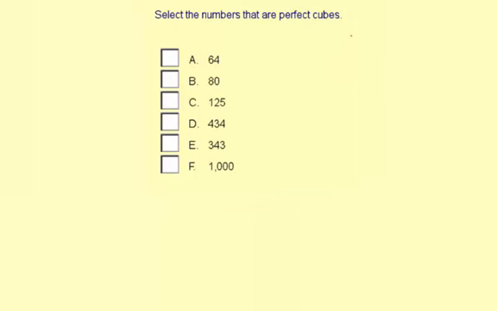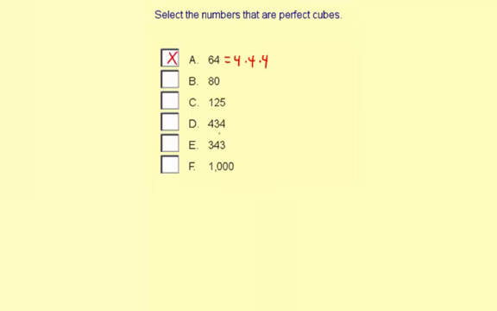Select the numbers that are perfect cubes. So a perfect cube is a number that is created when you take a whole number and multiply by itself 3 times. Perfect example of this is 64, because 64 equals 4 times 4 times 4. So 64 is a perfect cube.